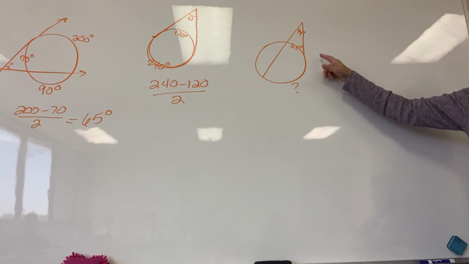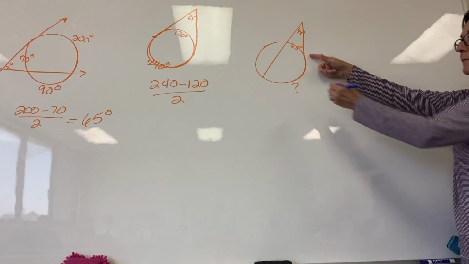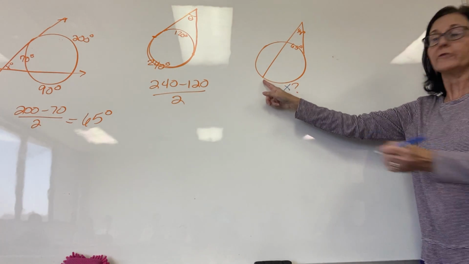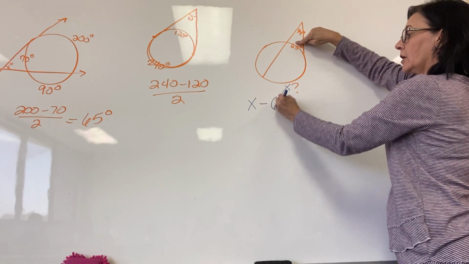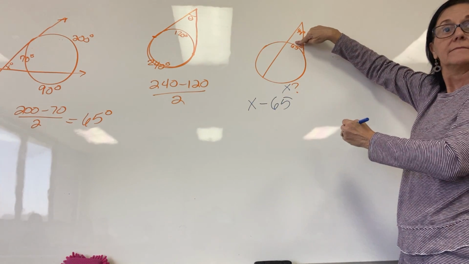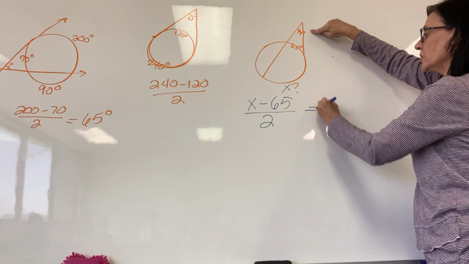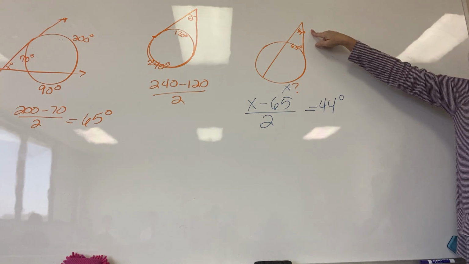Okay, everybody pay attention. We're going to label this x. So the arc furthest away minus the arc closest, divided by 2, is the measure of the angle. I simply plugged it into the formula that I just gave you. Has everyone written this down?